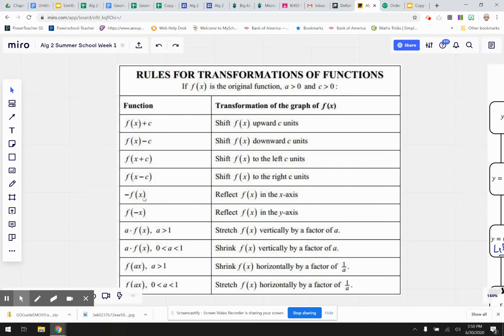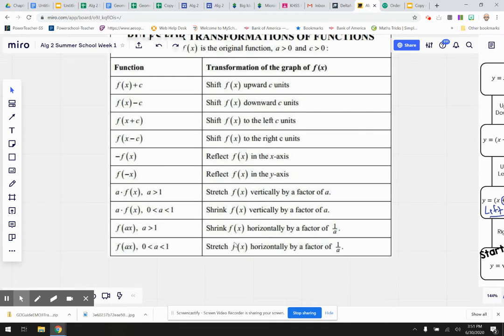Multiply the whole function by a negative, you're going to reflect in the x-axis. Multiply just the x of the function inside by a negative, and you're going to reflect in the y-axis. Stretching it is multiplying the whole function by a number greater than 1. Shrinking it is to multiply the whole function by a number between 0 and 1, so not negative, but not bigger than 1. Shrinking it horizontally, you're going to multiply the x number by a number greater than 1.